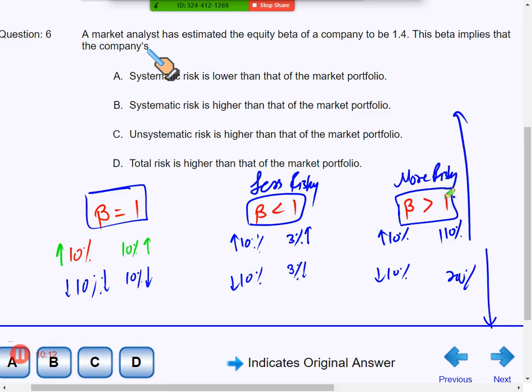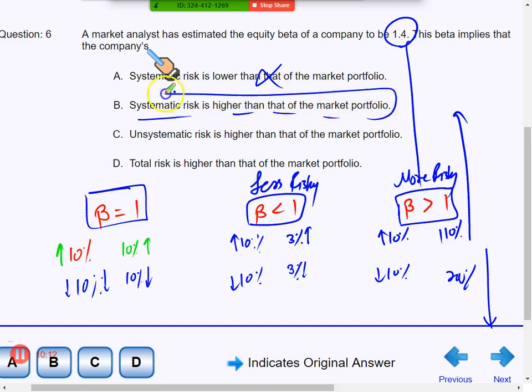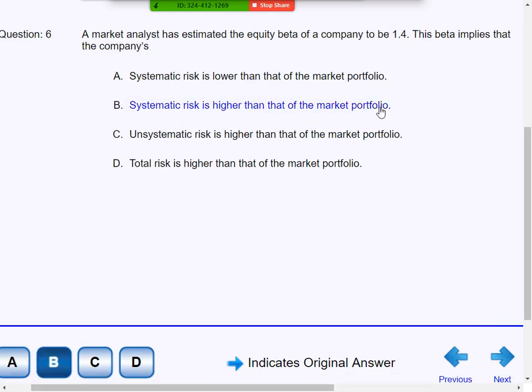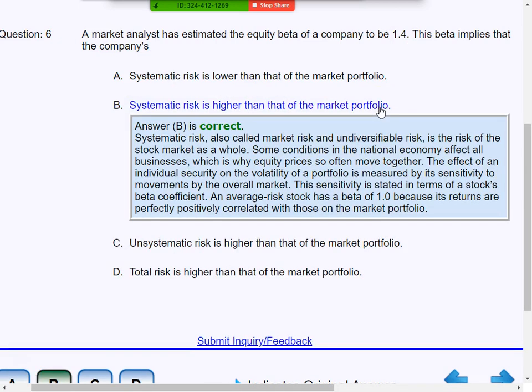So that's the idea. Since 1.4, beta is greater than 1. So this beta implies that the company's systematic risk is lower than the market? No. Systematic risk, the risk of the whole market, is higher than that of the market portfolio. Correct. It is more volatile than the market portfolio, the market as a whole. So beta is greater than 1.